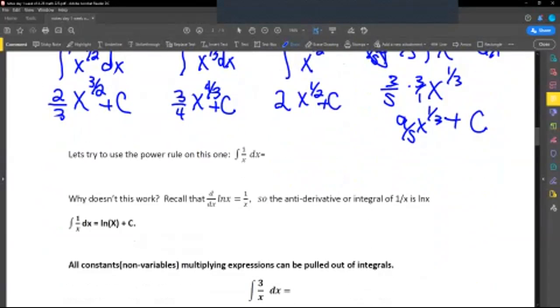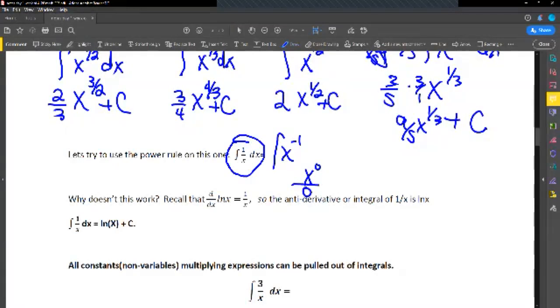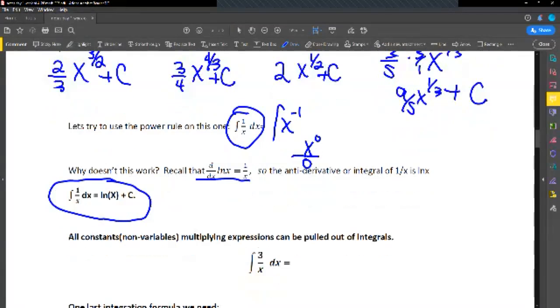Okay, so there's one exception to the power rule. The integral of 1 over x. So if I rewrite this as x to the negative 1 and try to use the power rule, I raise it by 1, I get x to the 0 over 0. And you know that's a problem because you can't divide by 0. So what you have to keep in mind is this is the exception, because we learned the derivative of the ln is 1 over x. So really when you integrate 1 over x, guess what? Its function is ln x, plus a constant, okay?